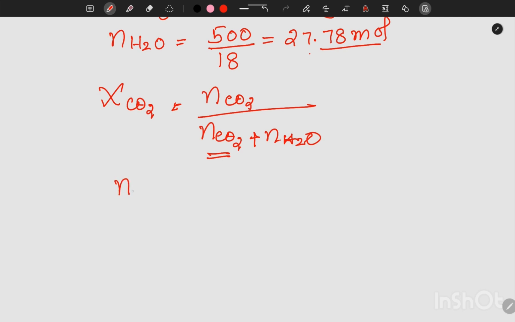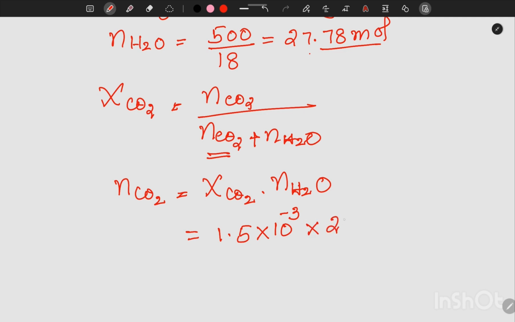So, number of moles of carbon dioxide is equal to, now we can cross multiply, mole fraction of carbon dioxide into number of moles of water. So mole fraction of carbon dioxide, we already got 1.5 into 10 raised to minus 3. And number of moles of water also we know, 27.78. So when we multiply, we will get a value of 41.67 into 10 raised to minus 3 mole.